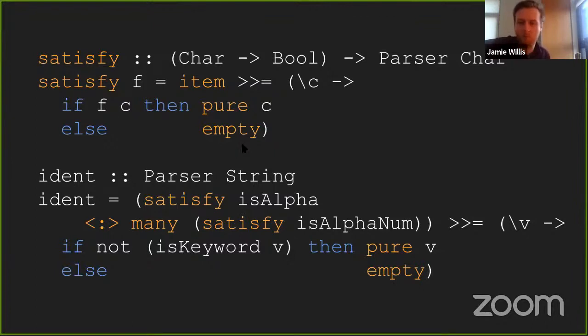And as another, more complex example, we can augment the identifier example from before, so that instead of just reading an alphabetical character followed by an alphanumeric one, it also ensures that it's not a keyword. So if it isn't a keyword, then we will return pure again. Otherwise, we'll return empty. So now if you try to read "if" as an identifier, it will fail, and so on. The thing to notice here is there's a bit of a pattern going on. It's my first little pattern, and it's quite important to recognize.